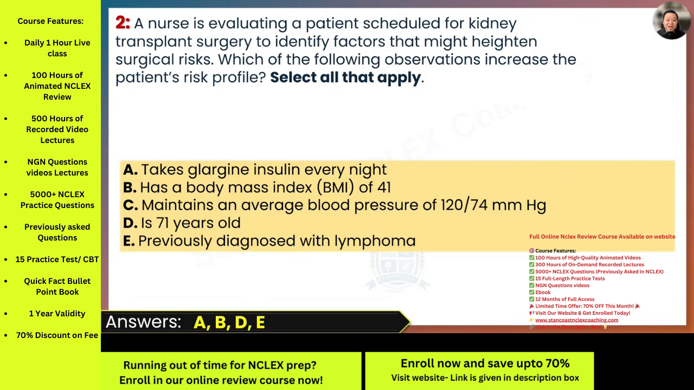And in addition to that, there's going to be poor vascular access and a higher likelihood of delayed graft function, which will further complicate the recovery. Now, letter D, which is 71 years old.